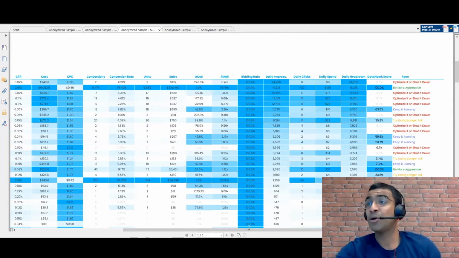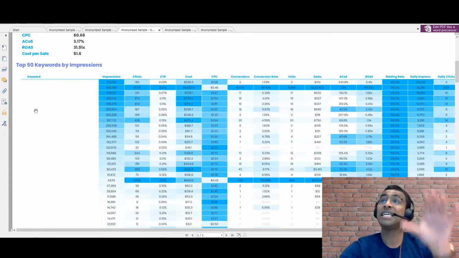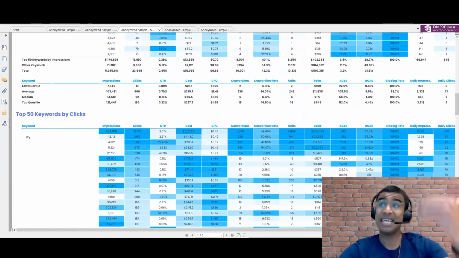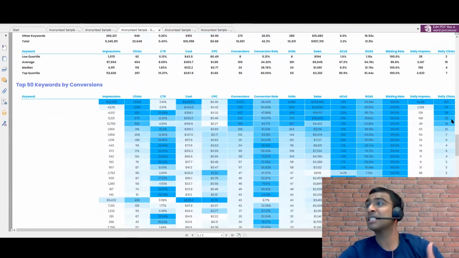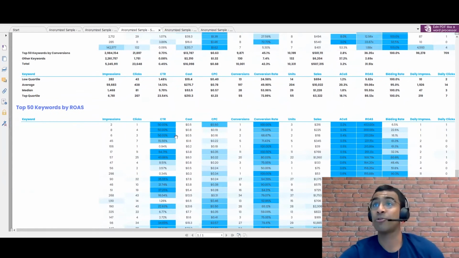And so on. And then on this report, you have other key leaderboards as well. So this one was the top 50 keywords by impressions. And when you scroll further down, you have your top 50 keywords by clicks, right? You're going to have top 50 keywords by conversions and so on. There's another leaderboard, which is top 50 keywords by ROAS.